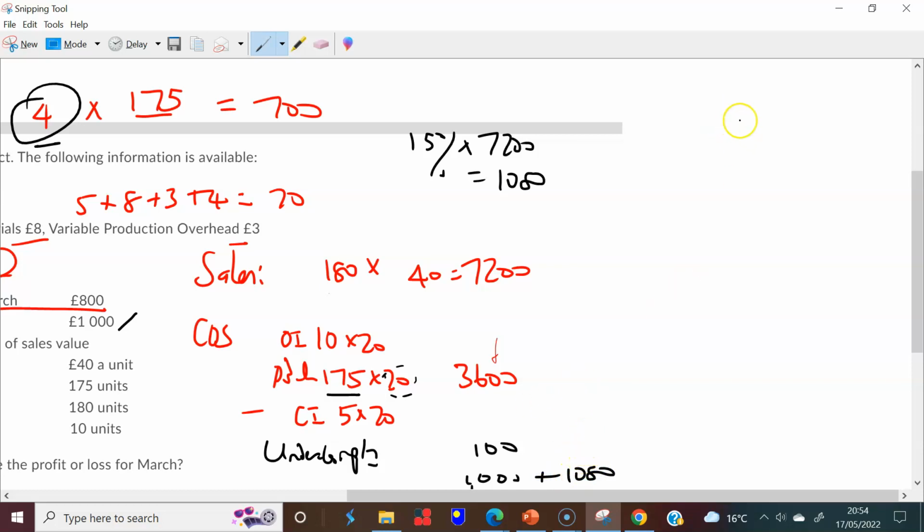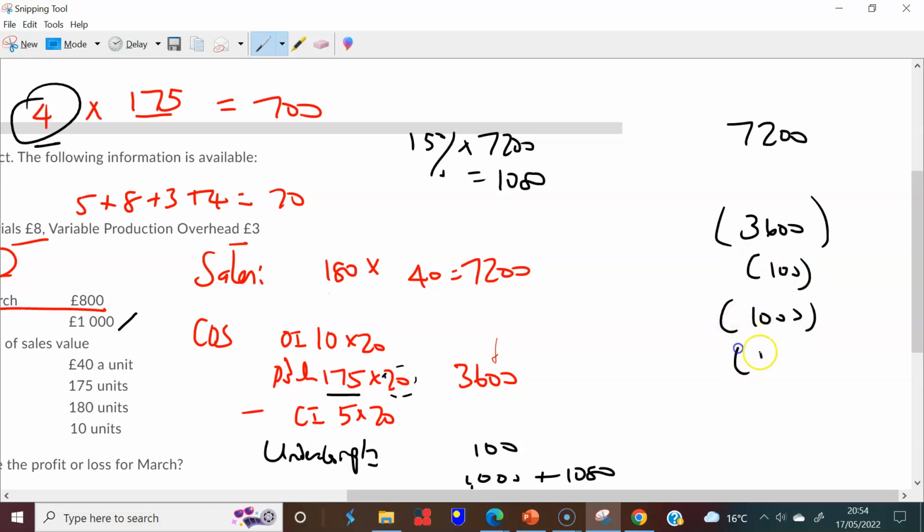So what do we now have in total? We have 7,200, take away 3,600, take away 100, take away 1,000, take away 1,080. Do all this and you get 1,420 as your profit.